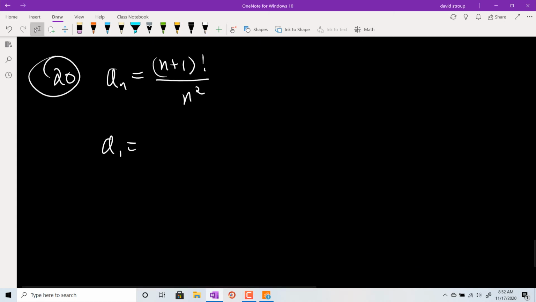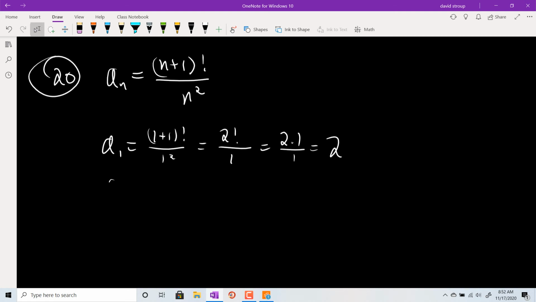So a sub 1 is 1 plus 1 factorial all over 1 squared. 1 plus 1 is 2. 2 factorial all over 1 squared is 1. 2 factorial is 2 times 1, which is just 2 again. So that's equal to 2. A sub 2. 2 plus 1 factorial, that's 3 factorial all over 3 squared. 3 factorial is 3 times 2 times 1. 3 squared is 3 times 3, of course. I can remove one of the 3's. I get 2 over 3.